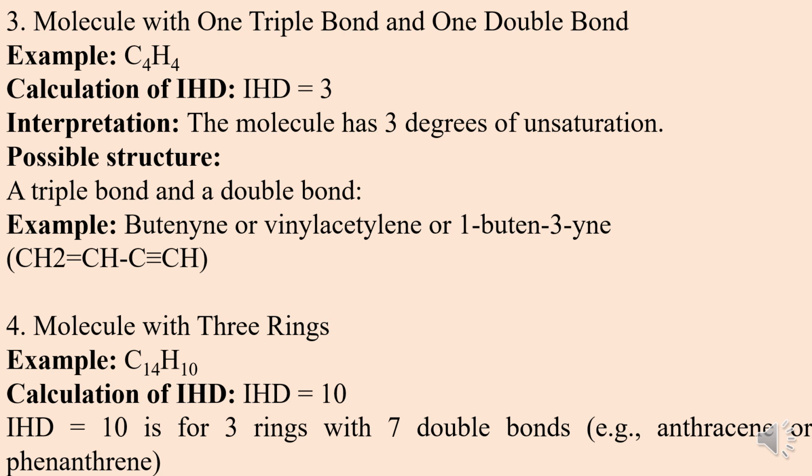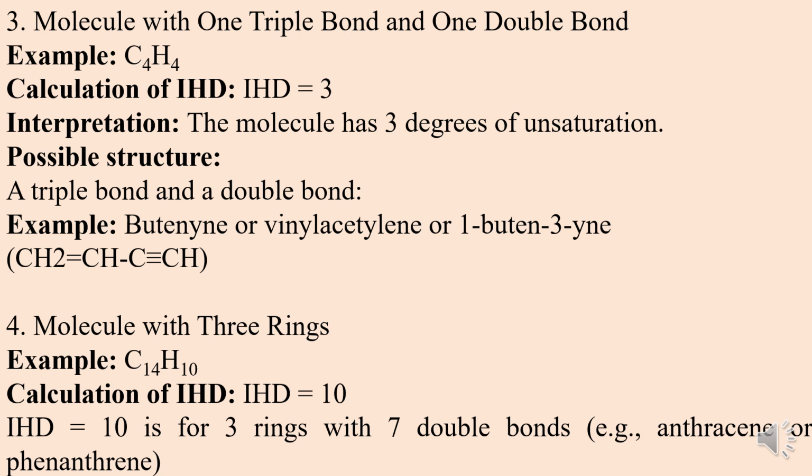Now a molecule with 1 triple bond and 1 double bond. Molecular formula C4H4, IHD value of 3. So a molecule with IHD value of 3, it should have 3 degrees of unsaturation. So possible structure is a triple bond and a double bond. So it could be a compound like vinyl acetylene. The other names for vinyl acetylene is 1-buten-3-yne, or butenyne.